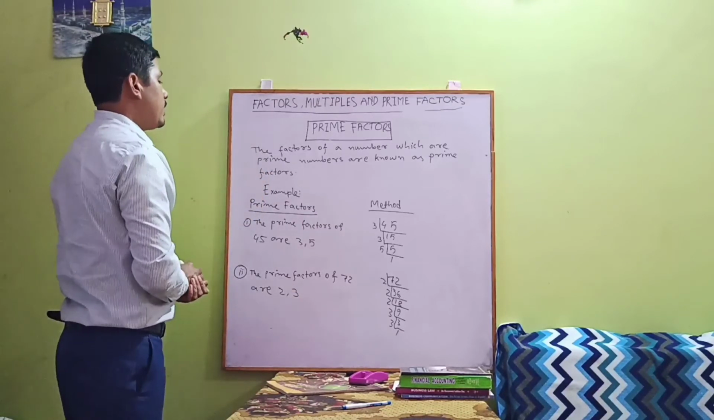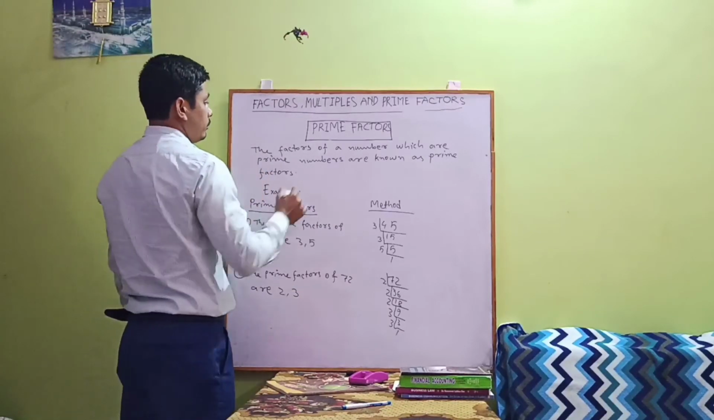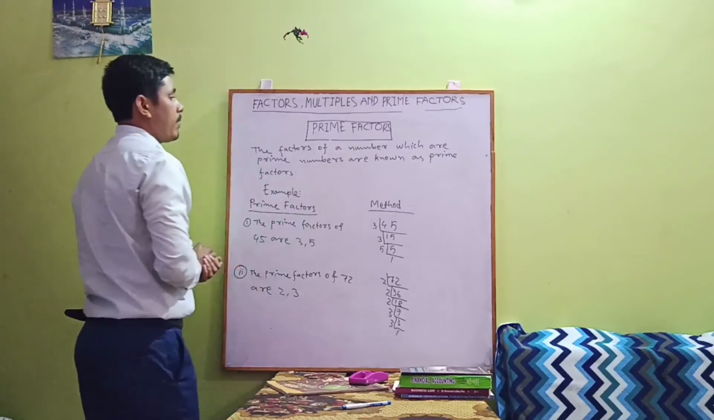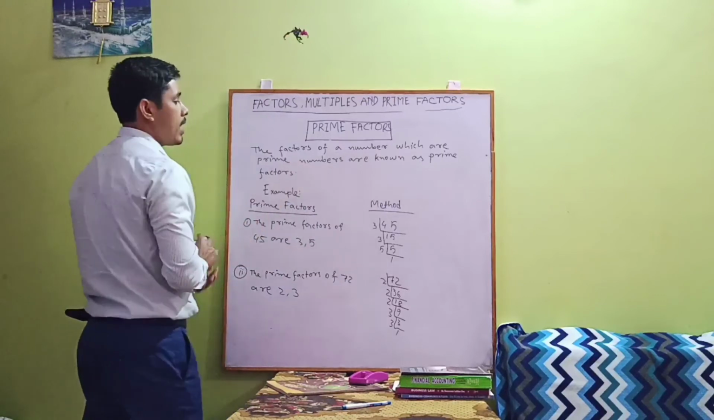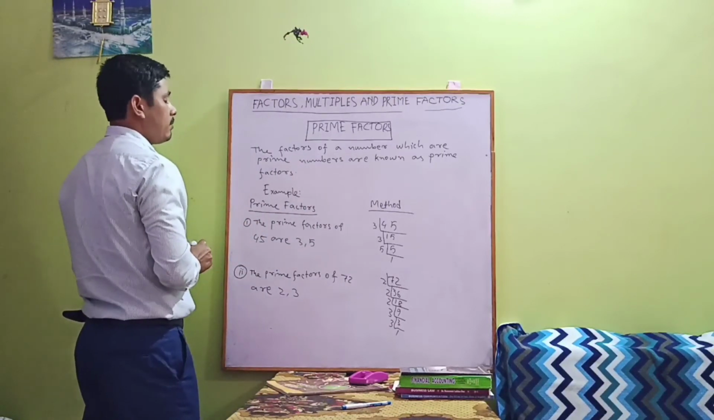That means the factors which are prime are known as prime factors. The factors of a number which are prime numbers are known as prime factors.